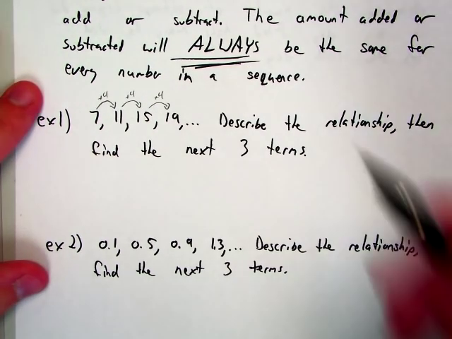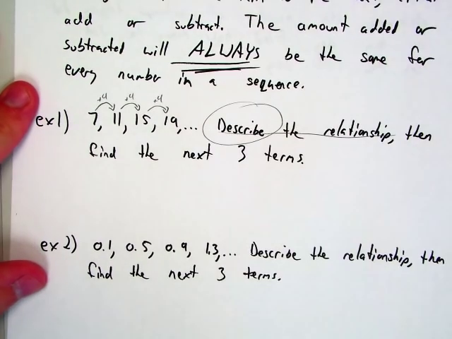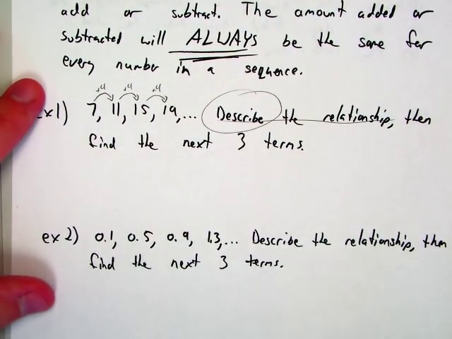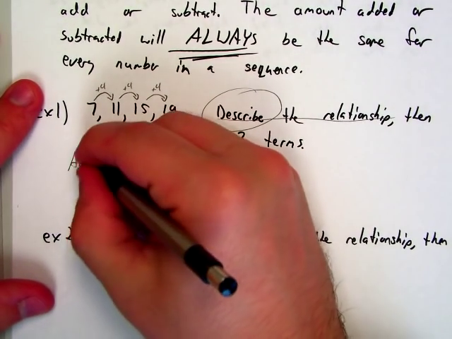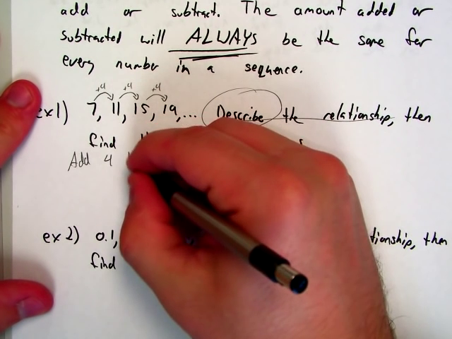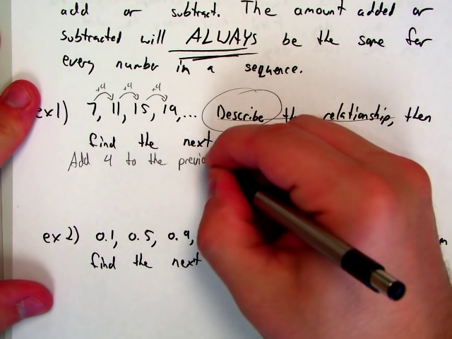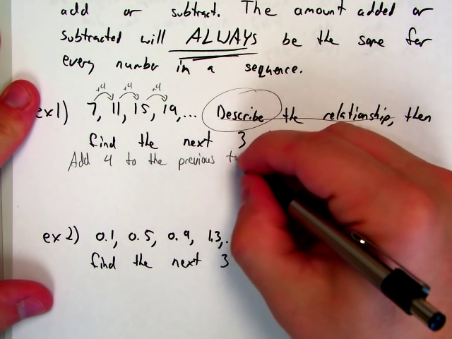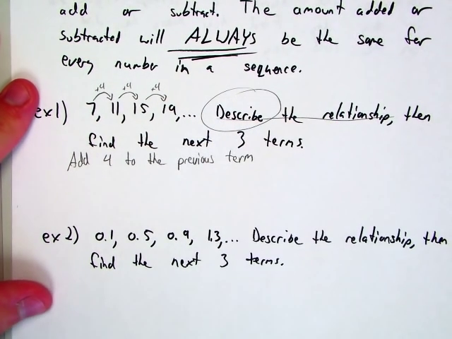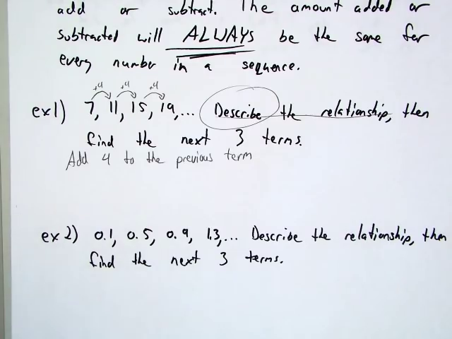So the way that we describe this relationship, again, describe means to use words. So we would say add 4 to the previous term. That's the description for this sequence.